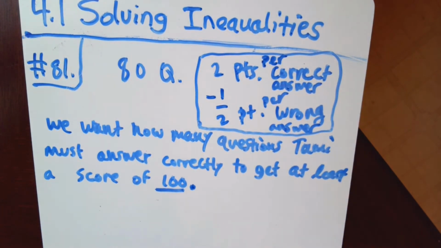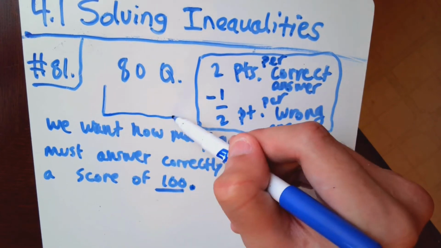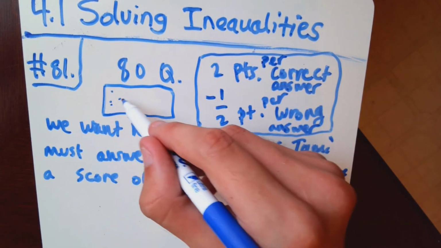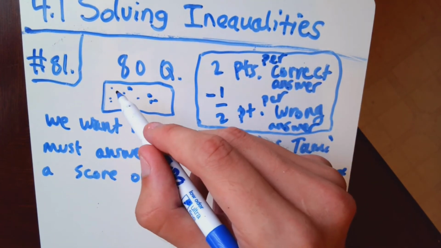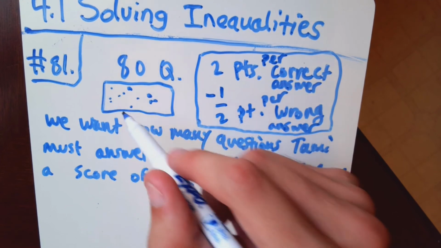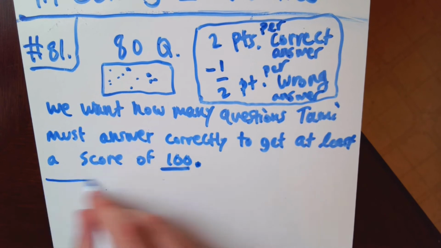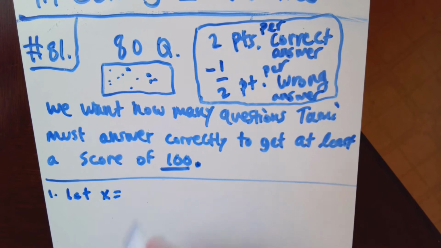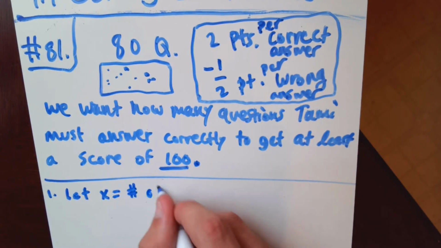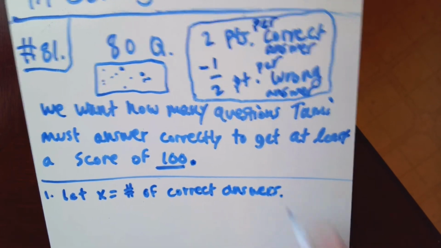Basically, the way I picture this is we have 80 questions, so I just imagine a box with 80 questions. Some of them are going to be answered correctly, and some of them are going to be answered incorrectly. So here's how we're going to start off the problem. First, let X be the number of correct answers. That's step one, defining a variable.